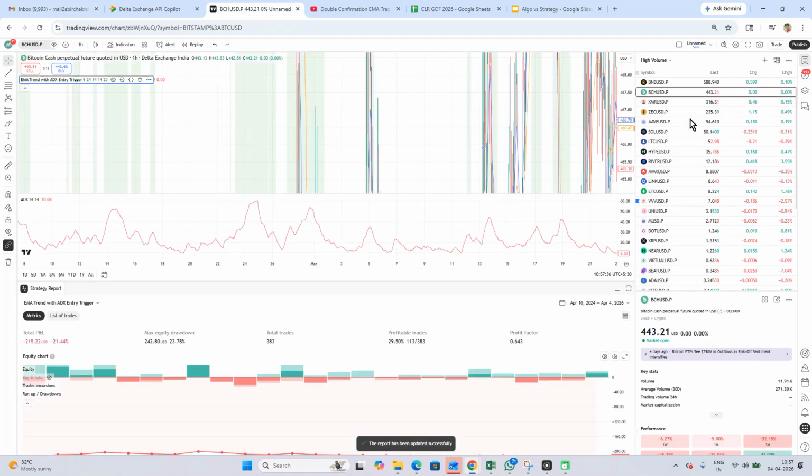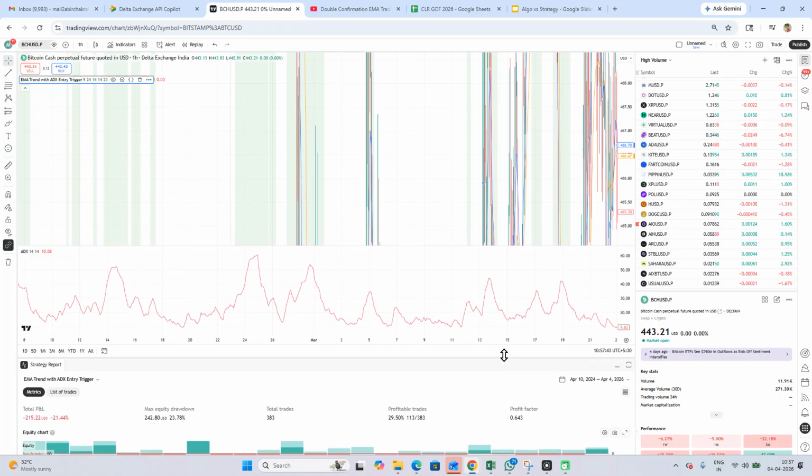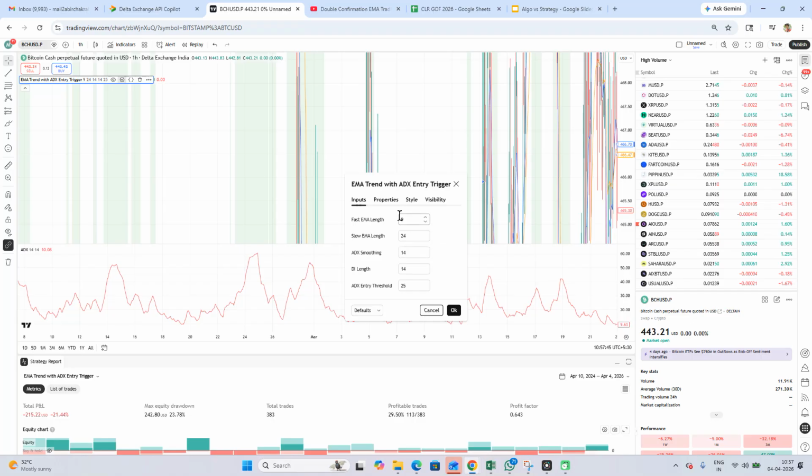Yeah, so that's all about it. You can try it with the smaller coins only. Maybe virtual and river are showing promising signs, and you can play with it and get a better combination as well. So that's all about today's video.